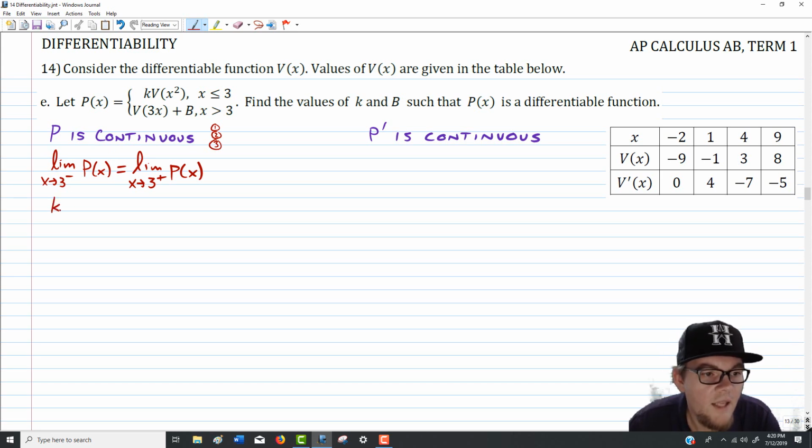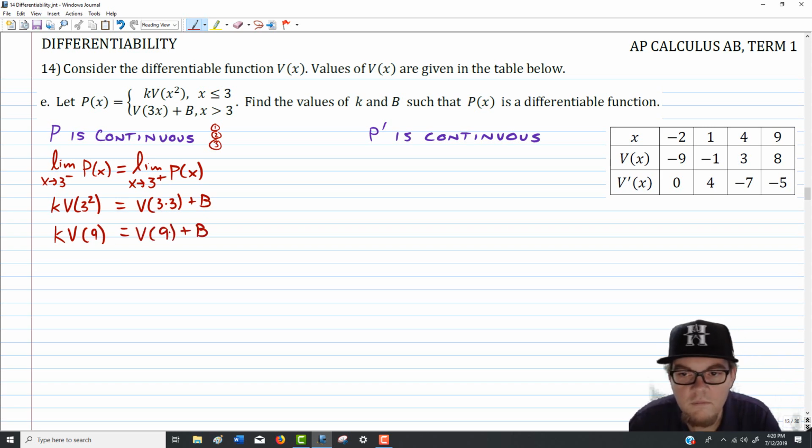So on the left side, that's going to be kv of 3 squared. On the other side, we'd have v of 3 times 3 plus b. So simplifying a little bit, we get kv of 9. On the right side, we get v of 9 plus b. Like I said earlier, I get a lot of x equals 9 here. So v of 9 is equal to 8, so this becomes 8k. And likewise, this becomes 8 plus b.